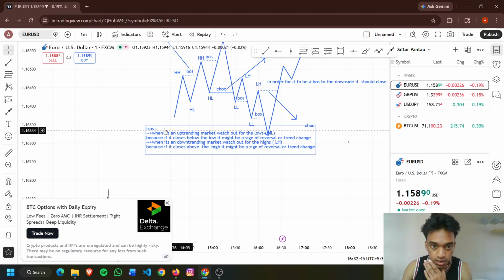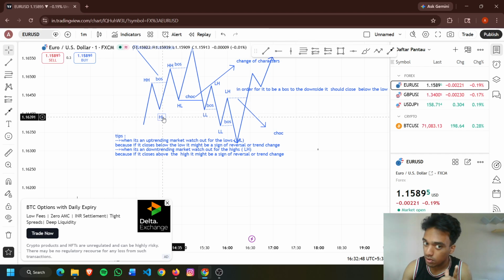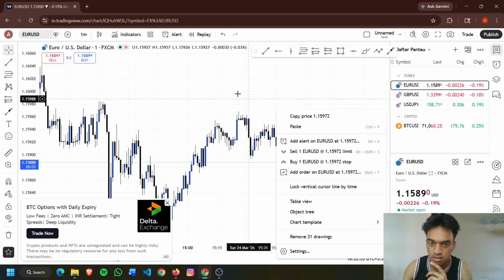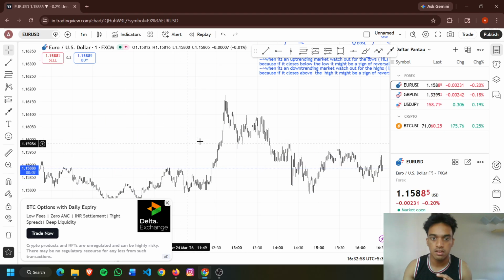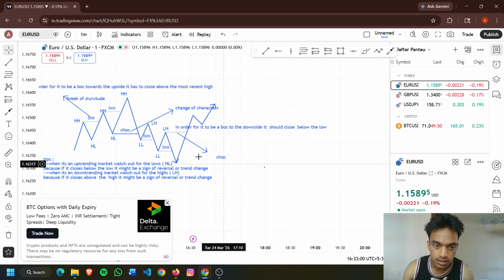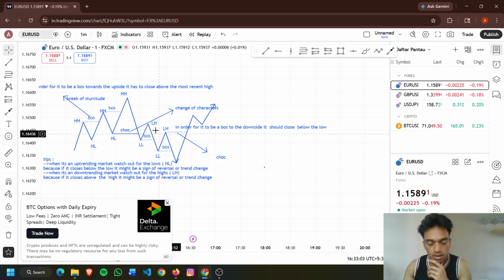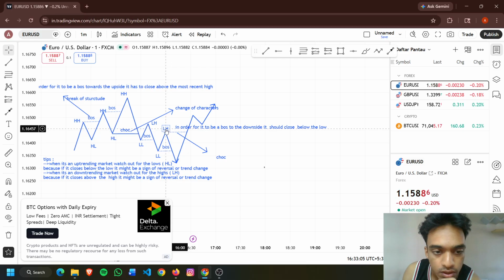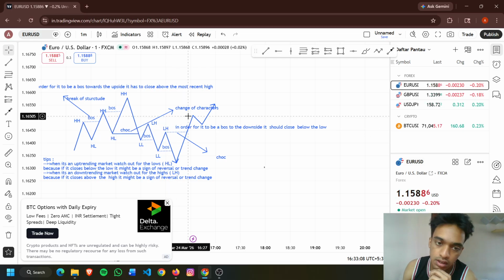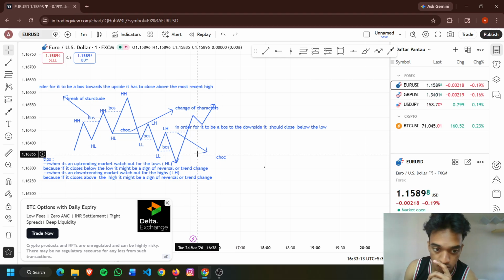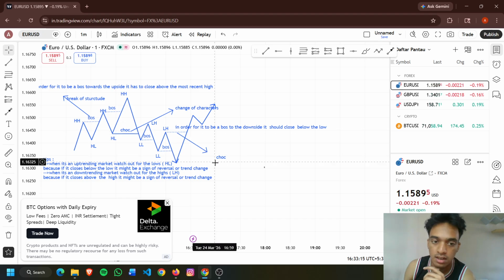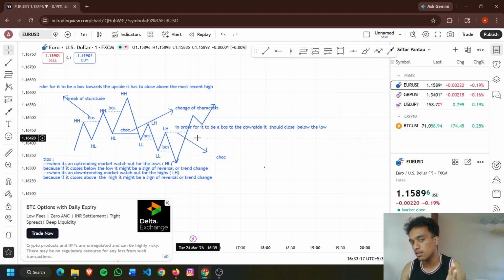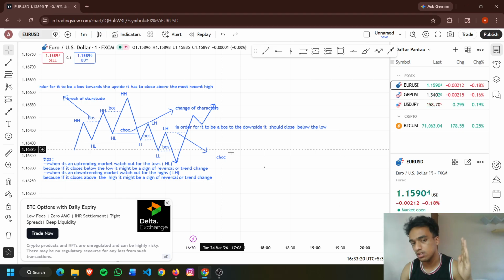So when it's an uptrending market, you have to keep an eye on these higher lows so that you will notice if a lower low is forming. And it's the same in the case of a downtrending market: you have to watch out for the lower highs so that you will see a sign of reversal, so that you will see if there is a change of character and a trend change is happening.